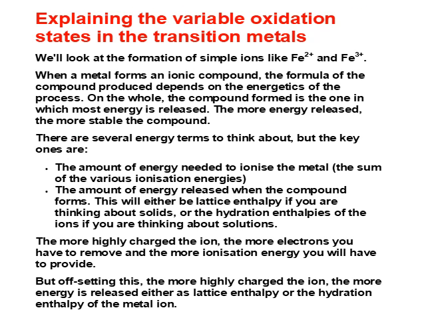Now, why do transition elements show variable oxidation states? When a metal forms an ionic compound, the formula of the compound produced depends on the energies of the process. On the whole, the compound formed is the one in which most energy is released. The more energy released, the more stable the compound. There are several energy terms to think about, but the key ones are the amount of energy needed to ionize the metal, the sum of the various ionization energies, and the amount of energy released when the compound forms.